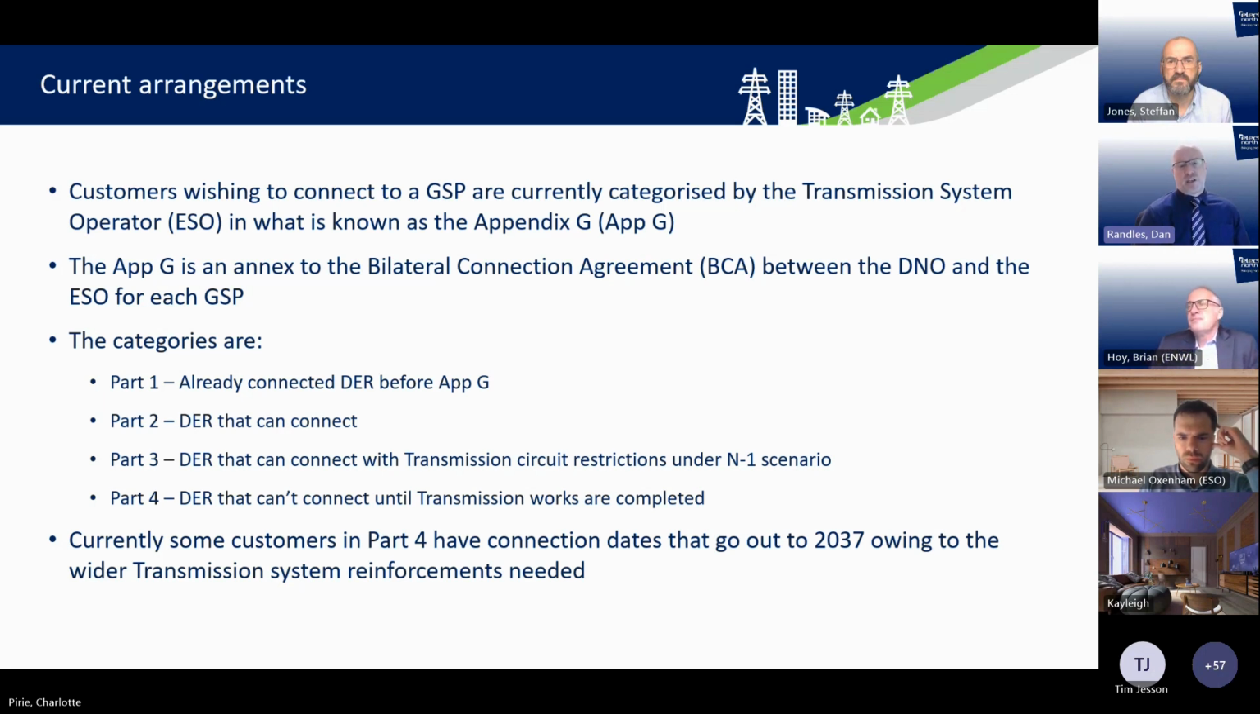And then crucially, which is the purpose of today's discussion, is around these customers that actually can't connect to the distribution network because the National Grid has identified a requirement to do upgrades on the wider system. So just to be clear, these are works that are not necessarily local works. They're typically major overhead line restringing that the National Grid needs to do on its transmission system, and these customers have been identified as being sat behind those works. So typically what you'll see in some instances of these customers in Part 4 is connection dates out to 2037.